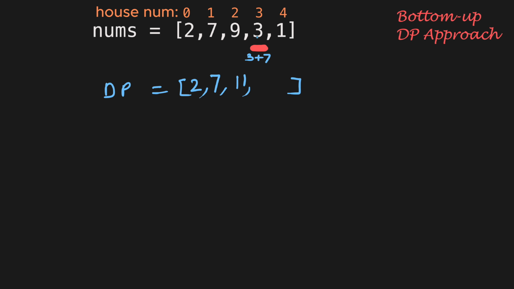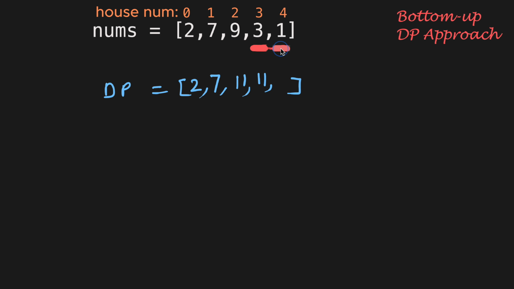Or we can skip the current house and collect the maximum loot up to the previous house, which is DP of 2 equal to 11. And again, we try to maximize the loot, which will give us DP of 3 equal to 11. And again we move the I pointer forward.